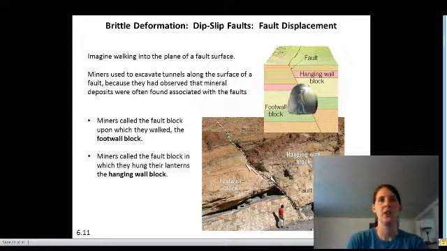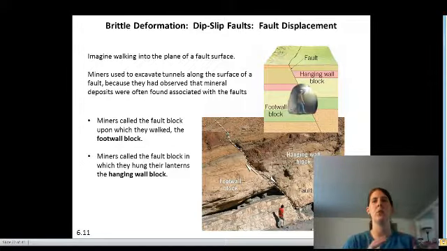So, back to brittle deformation. So when we talk about fault displacement now, we talked about strike slip and dip slip faults. So we talk about a dip slip fault by talking about the sides as the footwall block and the hanging wall block. This is because miners actually used to excavate tunnels along the surface of a fault because mineral deposits were often preferentially found along these fault planes.